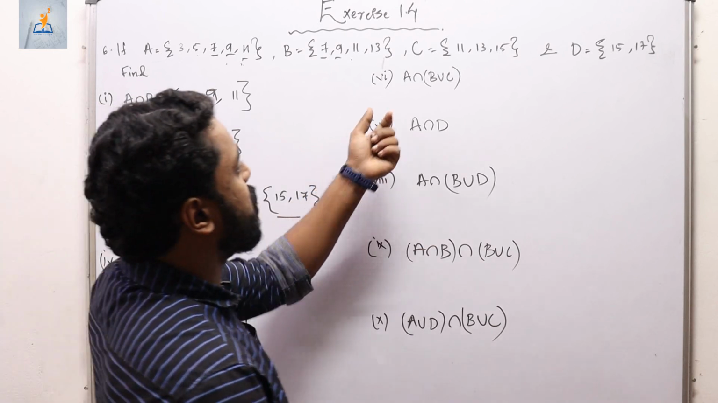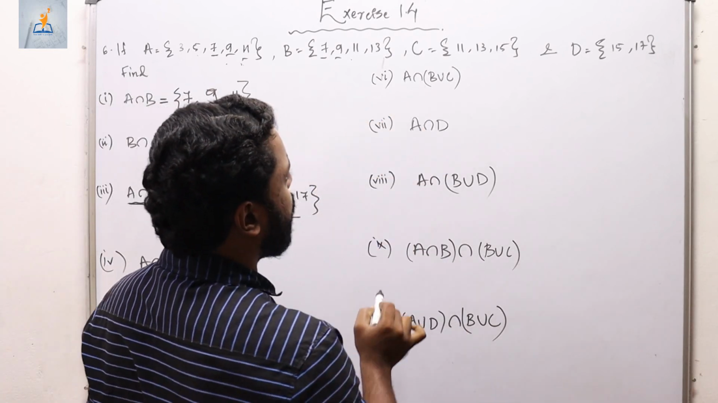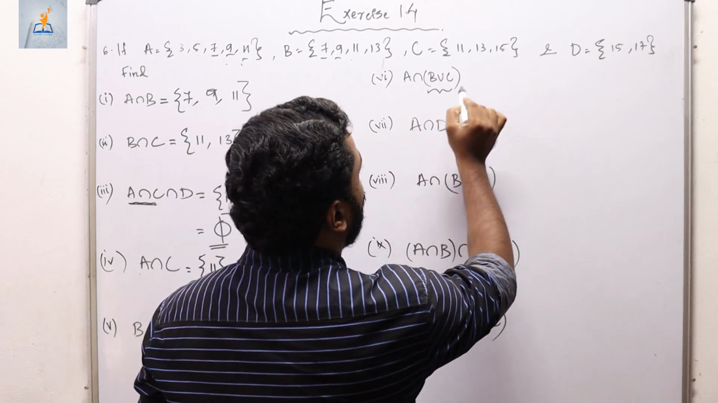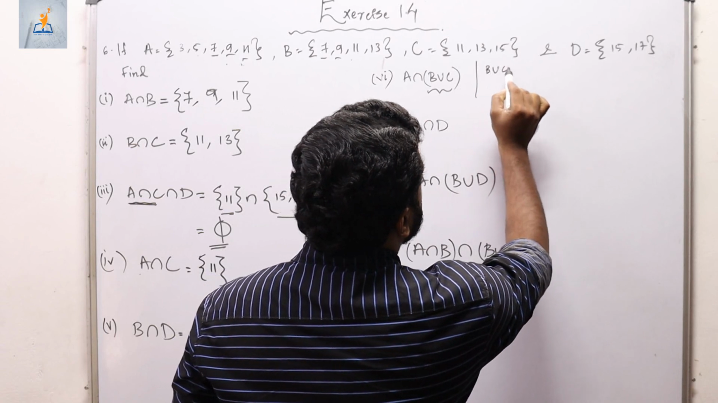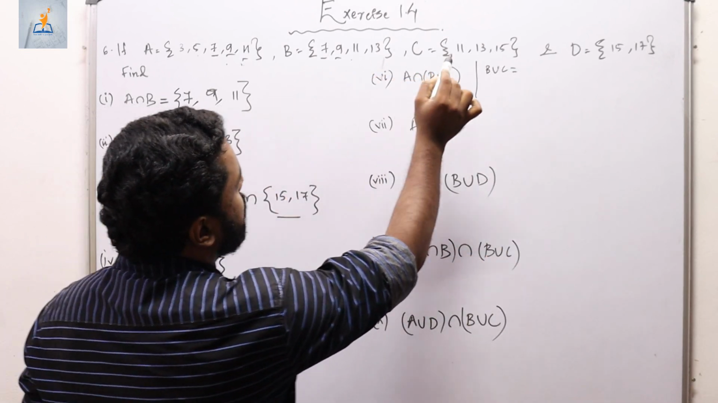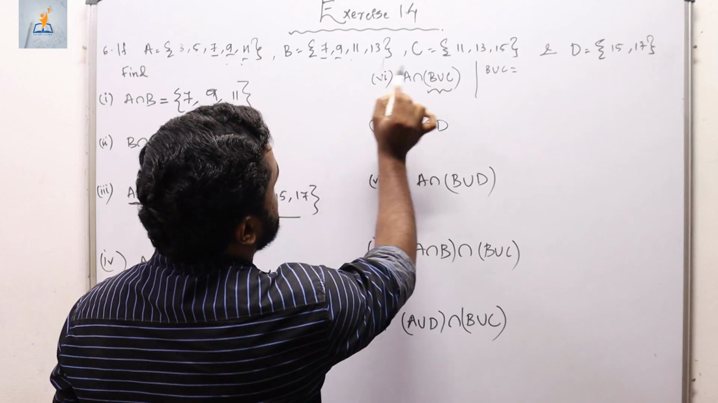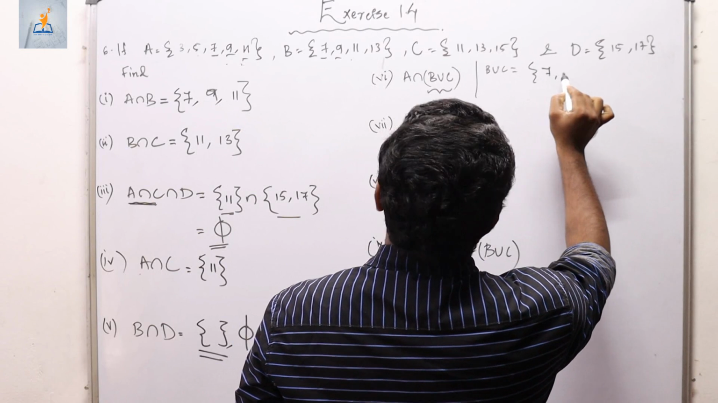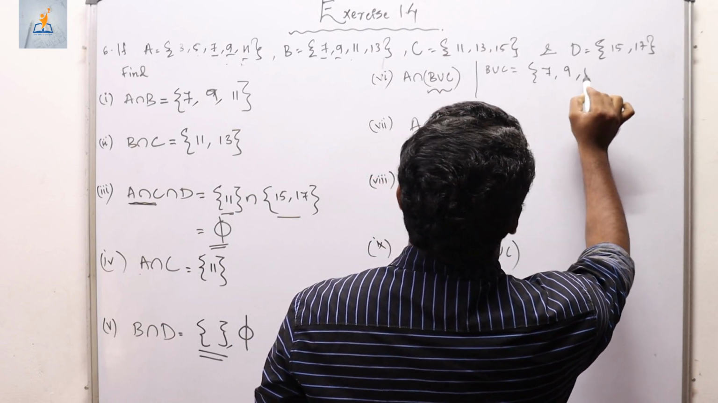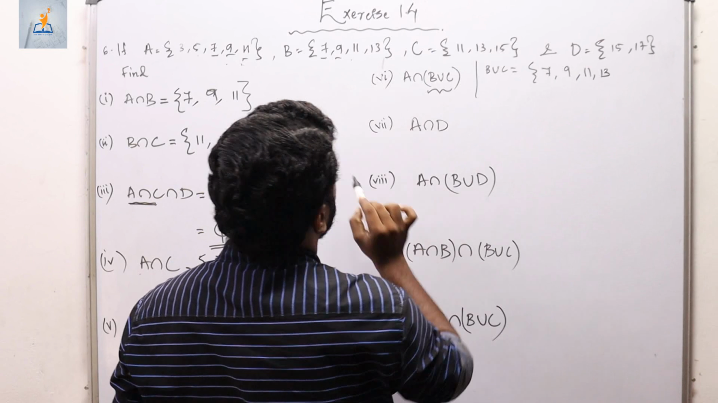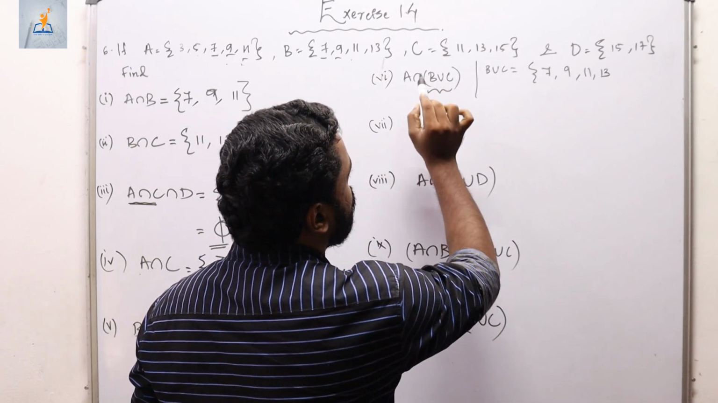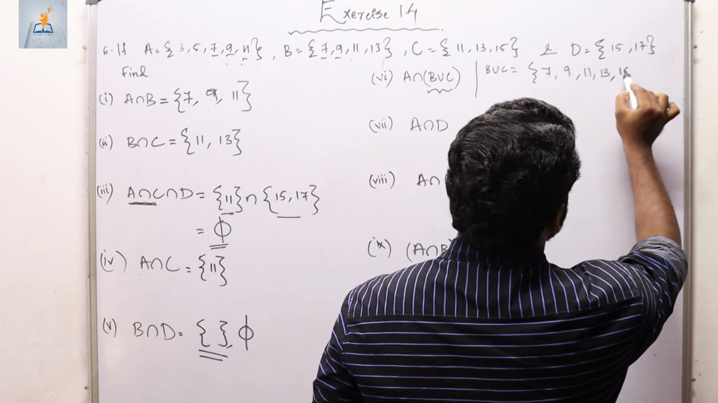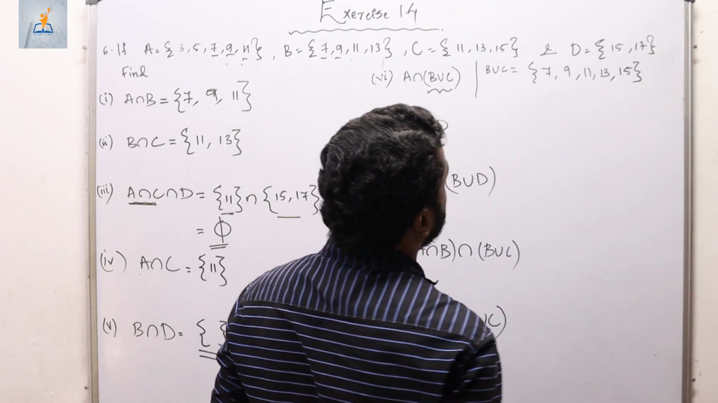So the next one, the sixth one, A intersection (B union C). So first of all, we have to evaluate B union C. So B union C is equal to, what is B and what is C? B is equal to this set, C is equal to this set. So the union will be those elements which are in either of the sets. 7, 9, 11, 13 are there in B, and 11, 13 are there in C also. So no need to write 11, 13 again, and there is a 15 in the set C. So this will be B union C.